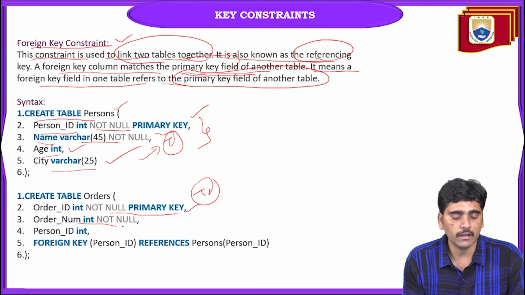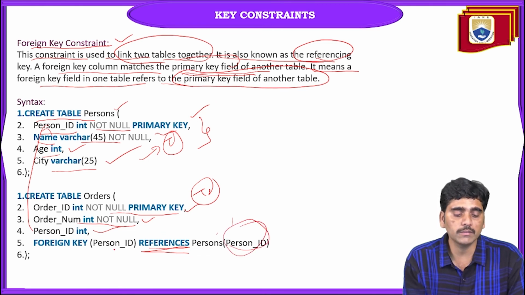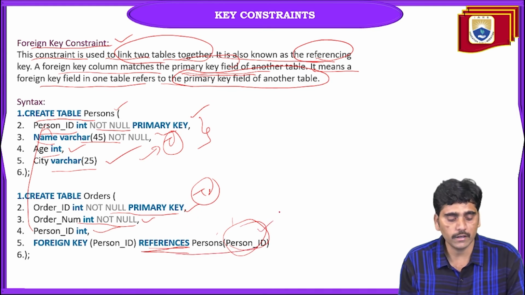the order number is not null constraint and person ID is what? Integer. Person ID is integer from this first table and foreign key of person ID. Foreign key is represented with the table 1 column references the persons table's person ID. So the second table is going to be referenced from the first table. So the second and first tables are related to each other.